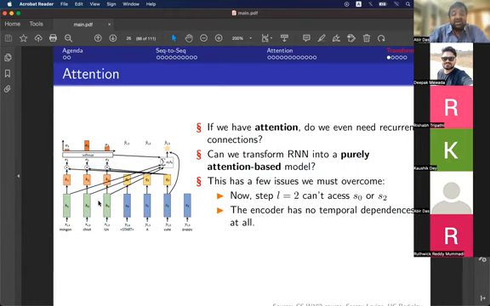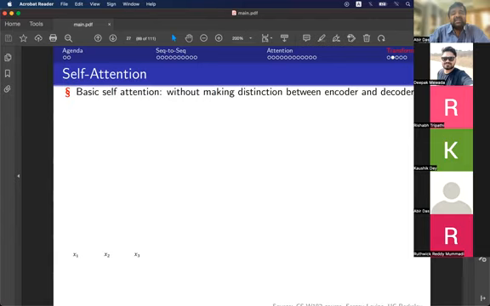It always has information about what is there in the encoder time steps, but what it has produced previous to this particular decoder time step, it does not have. So at time step L equal to 2, it cannot access S0 or S2. The encoder has no temporal dependencies at all. So this we need to fix. Let us see how we can fix this.